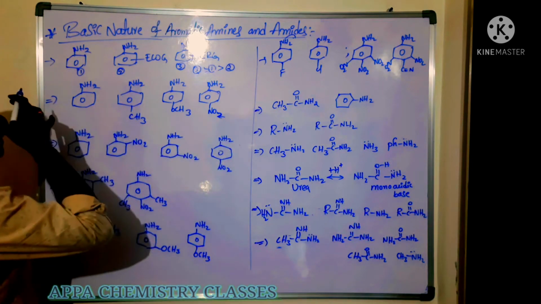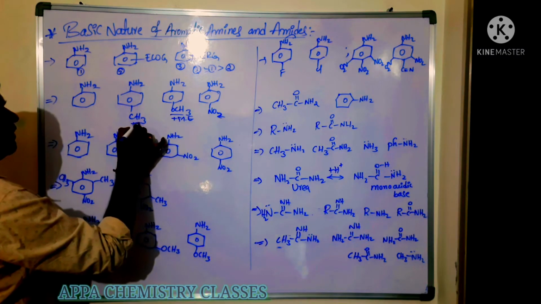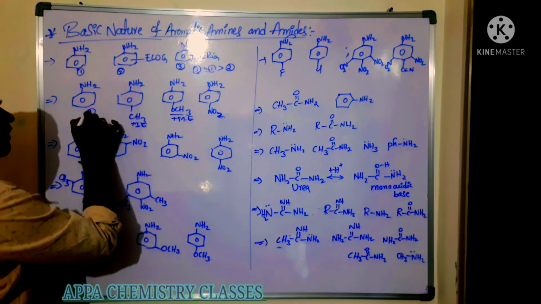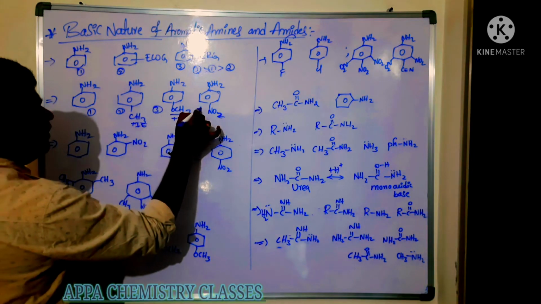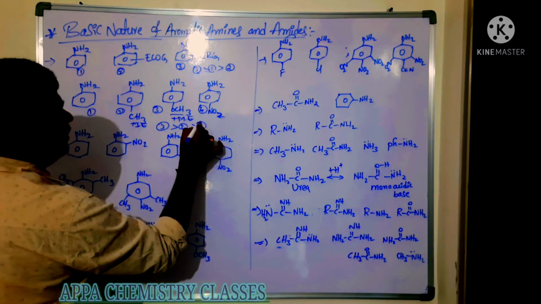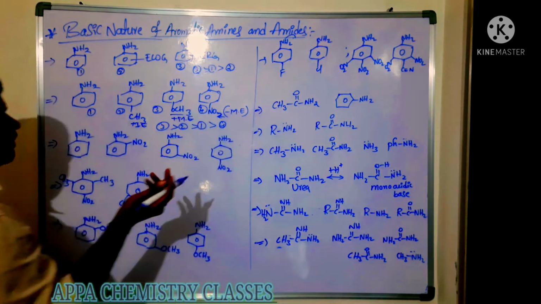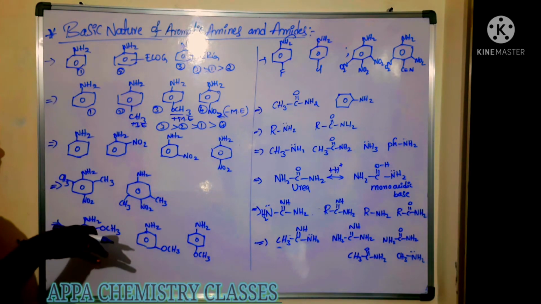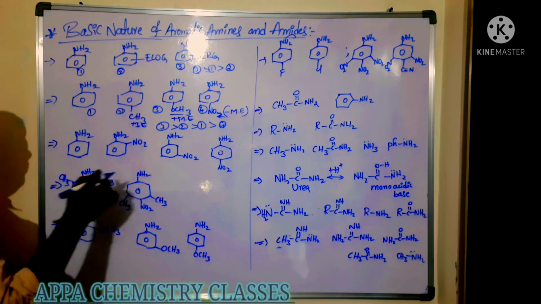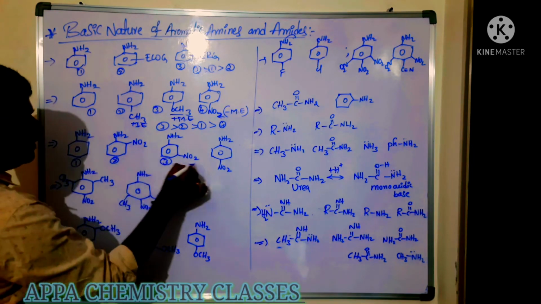Now among these, which is more electron releasing? It is a plus M group, plus mesomeric effect. So it is also plus I group. So plus M group dominates the plus I group. That is, it will have more basic nature. Third one. After that second one. After that first one. After that fourth one. Because fourth one is what? Minus M group. So electron withdrawing groups decrease the basic nature. Electron releasing groups increase the basic nature. That you do remember.